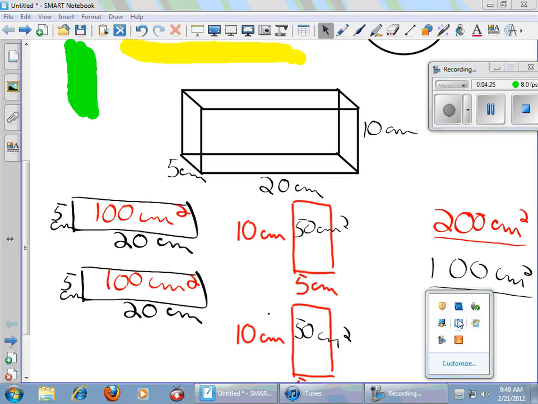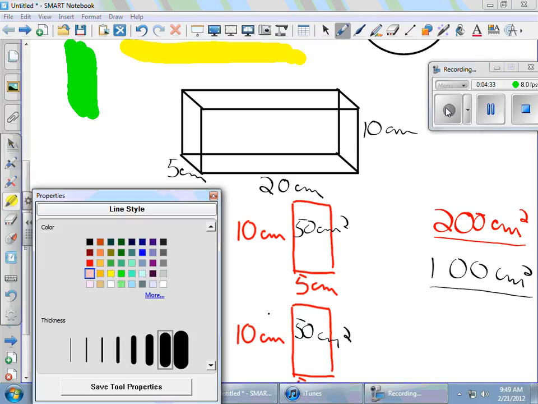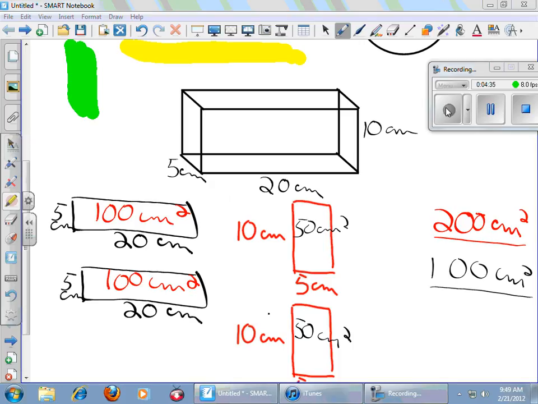And my floating tools are hiding. Okay, I found my floating tools, and looks like I'm highlighting in yellow. I need a different color. Let's go with this lovely shade of pink. All right, so I need to do the front of my box.